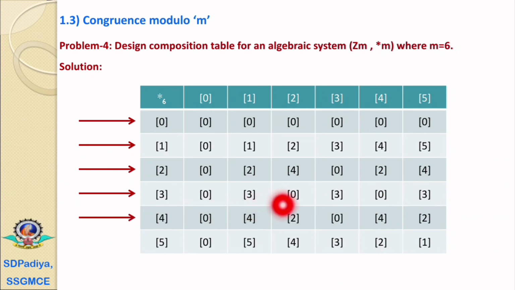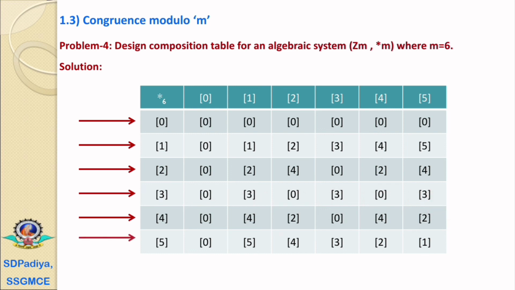Similarly for the next, that is 4 into 0 is equal to 0, 4 into 1 is equal to 4, 4 into 2 is 8, 8 mod 6 is 2, 4 into 3 equals 12 and 12 mod 6 is equal to 0, 4 into 4 equals 16 and 16 mod 6 is equal to 4, 4 into 5 is equal to 20, 20 mod 6 is equal to 2.